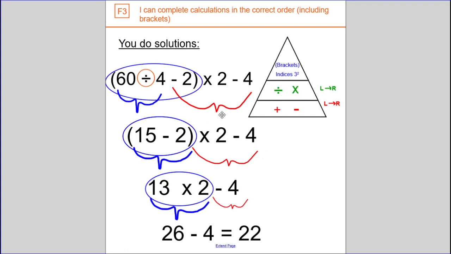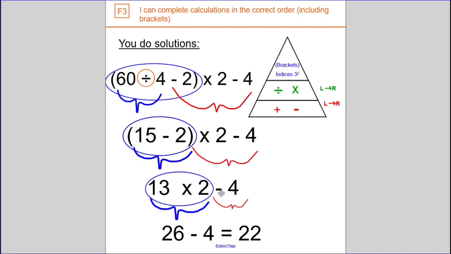For this question, it might look a bit complicated, but we're going to work through it one by one. So we've got a division and a subtraction inside the bracket. So we can see that division is higher than the subtraction. So we replace it with 15, bring the rest of it down. Then once we've done that, we need to deal with the brackets. 15 subtract 2, replace with 13. Bring the rest of it down.